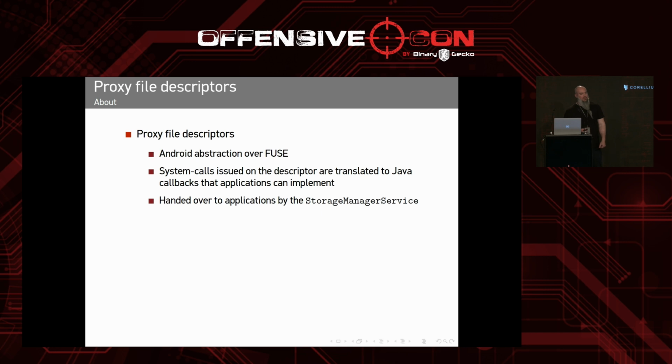So let's start with proxy file descriptors. First and foremost, proxy file descriptors are an abstraction over Fuse. The end result is that any file-related system call performed on the proxy file descriptor is actually translated to an asynchronous callback in Java code. So you have a Java class that implements some callbacks, like onRead, onWrite, and so on. And when a certain system call is executed on the proxy file descriptor, the corresponding callback is executed.